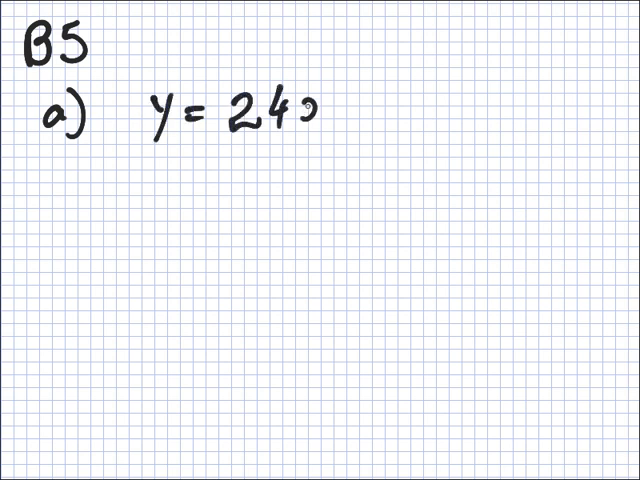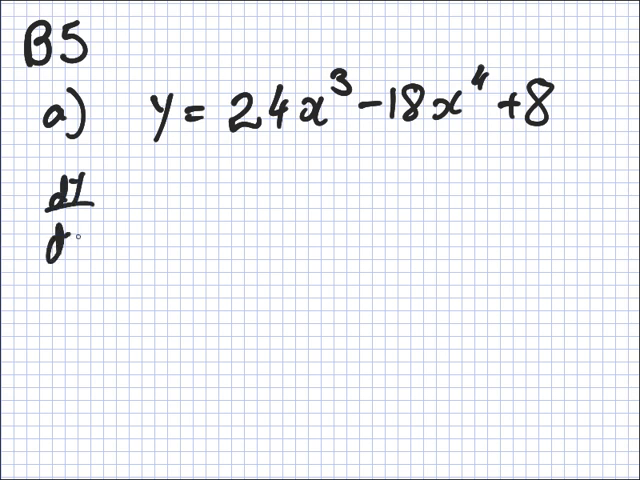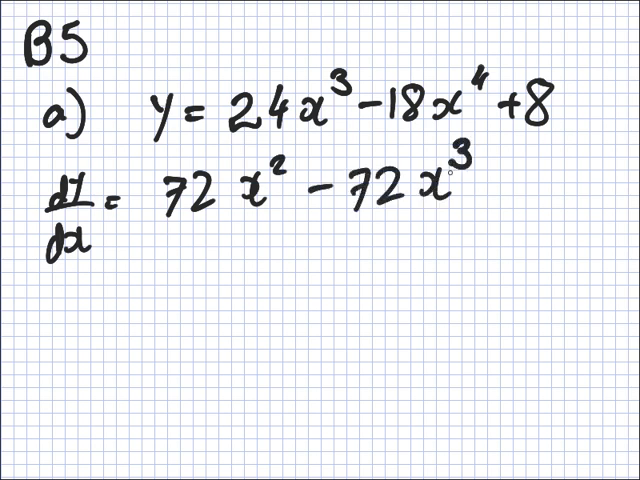So this is B5 from the mock exam. Y equals 24x cubed minus 18x to the power 4 plus 8. Find dy/dx. So that would be 72x squared minus 72x cubed. Is that okay so far, Mo? Yeah.